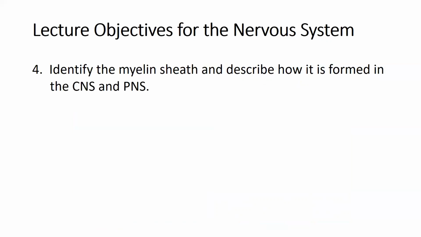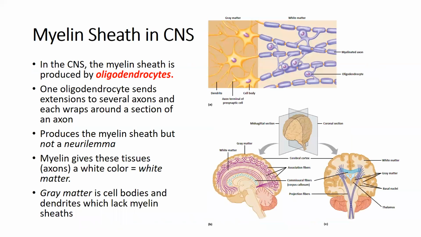So let's do objective 4, which is really differentiating between gray matter and white matter and identifying how the myelin sheath is different in the CNS and PNS. In the central nervous system, the myelin is created by oligodendrocytes. We talked about that already.